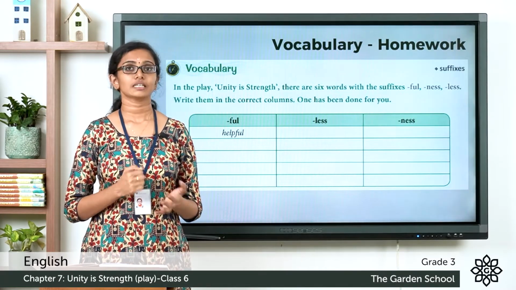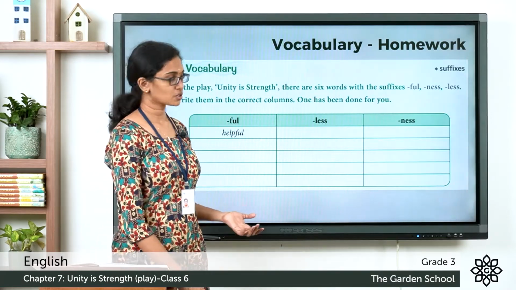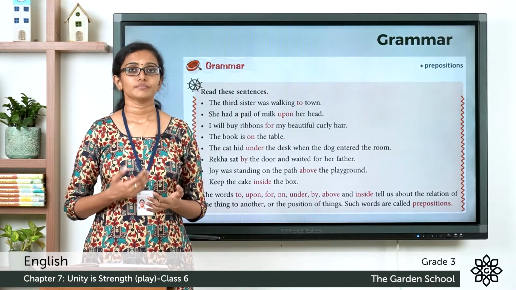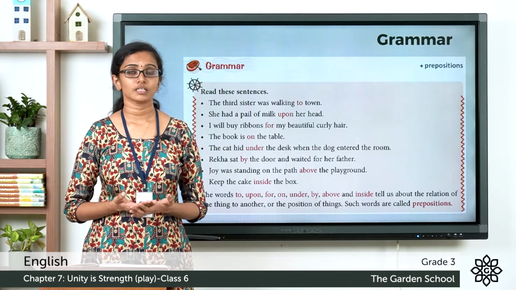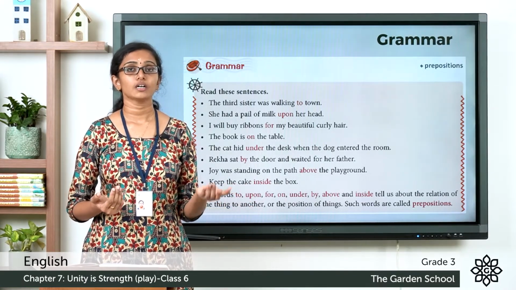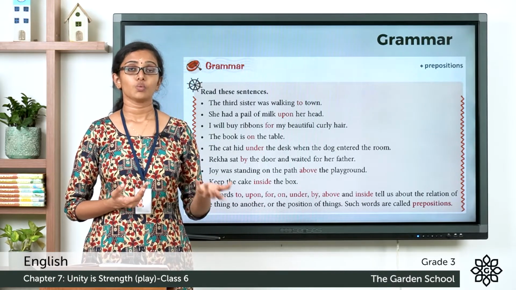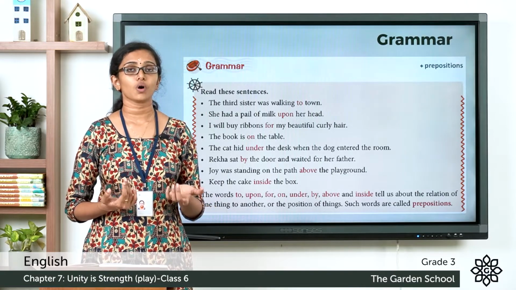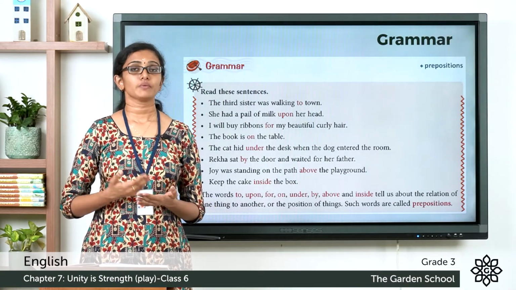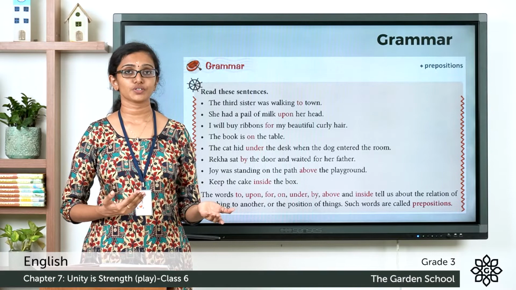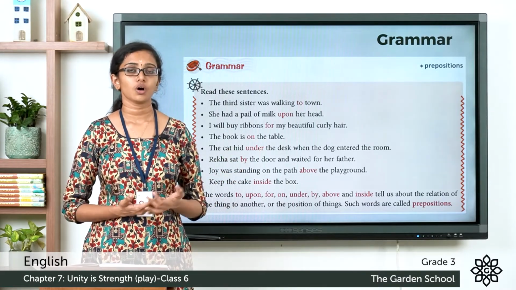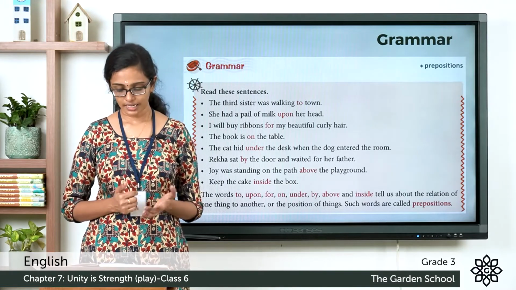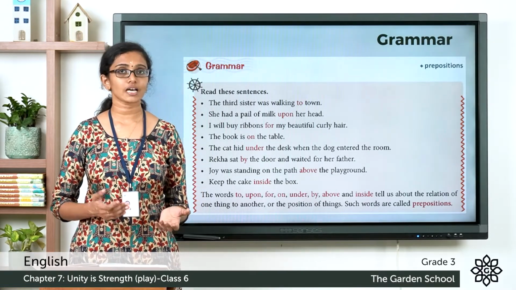Now let's see the next section, and this is the grammar section, and this is about prepositions. So what are prepositions? Prepositions are position words such as on, in, under, over, etc. Words which tell us where a person, a place, animal or thing is. So a preposition will help us to identify the relation of one thing to another or its position. So there is a small note given in your textbook. Let's read the note.